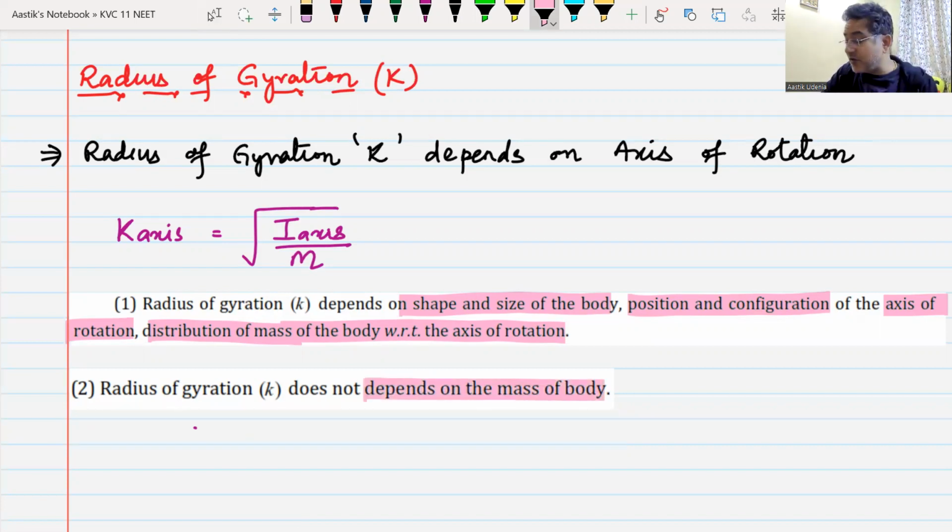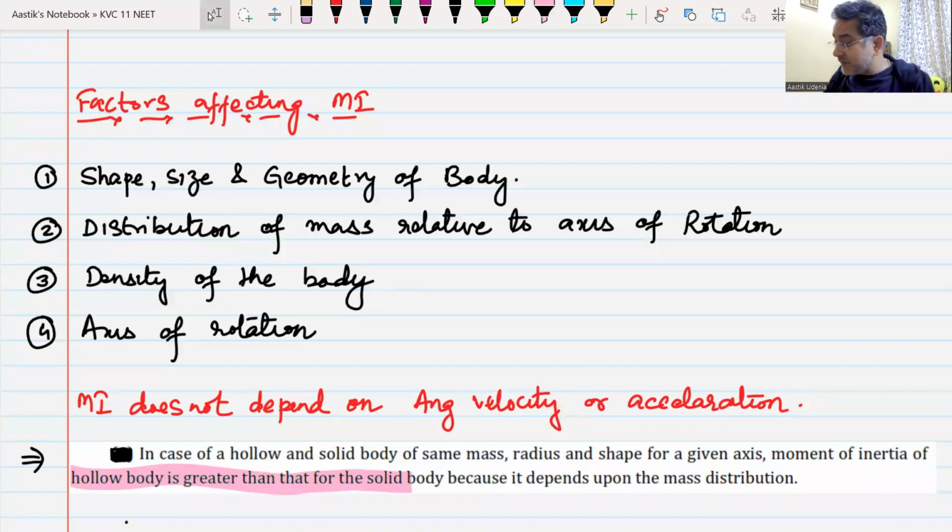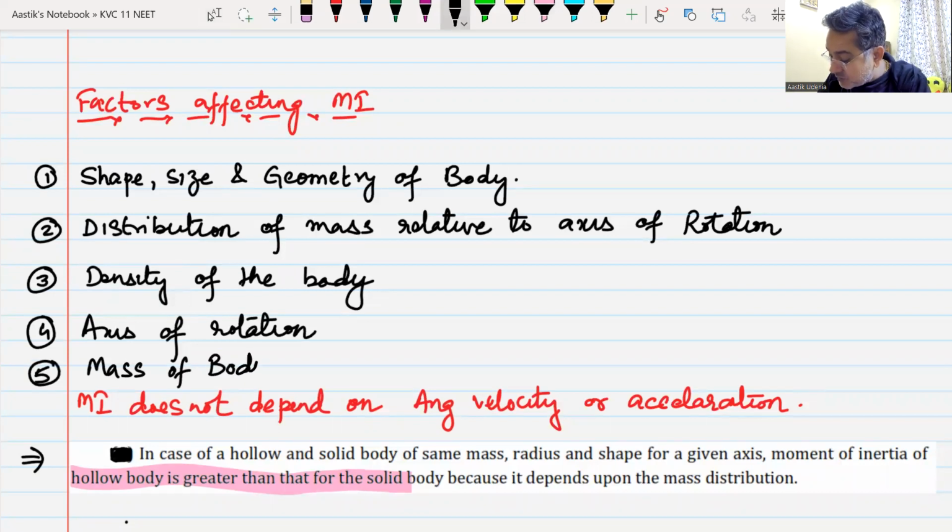You can add one point. I think I have missed the point. In factors affecting moment of inertia, you can write point number 5: it depends on the mass of the body. We wrote everything about the mass, but we did not write the mass itself. How much is the mass of the body? If the mass of the body is less, moment of inertia is less. If the mass of the same body is more, moment of inertia is more. So moment of inertia depends on the mass of the body.